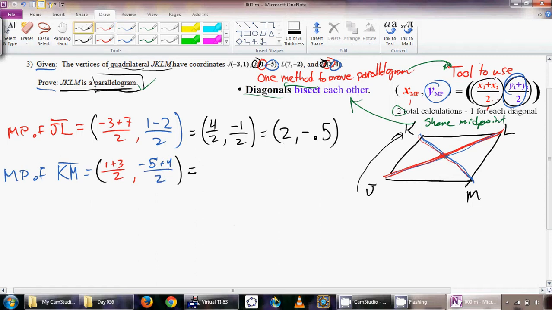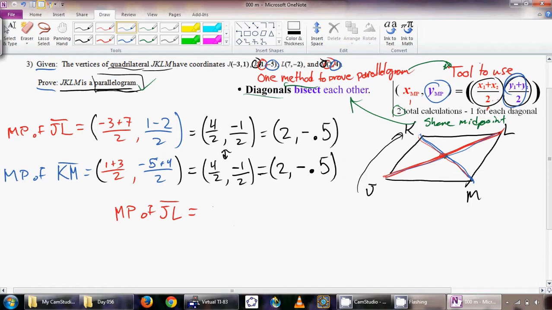When we do the math, 1 plus 3 is 4, so that's 4 over 2, and negative 5 plus 4 is minus 1 over 2. Look at that. They're identical. We're going to have the same midpoint, 2 comma minus 0.5. So it turns out our midpoints are the same. Verifying that, I could just add in this step: the midpoint of JL is equal to the midpoint of KM.